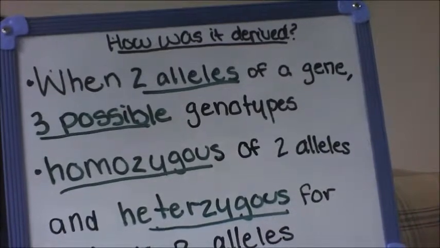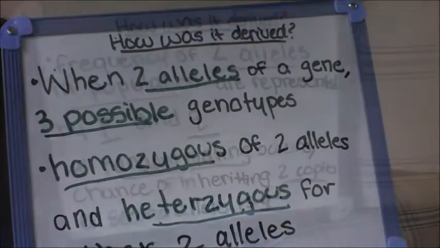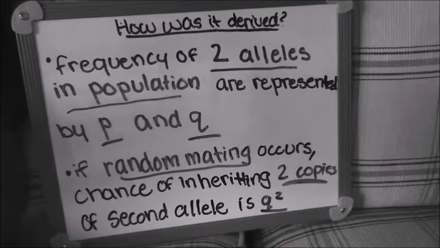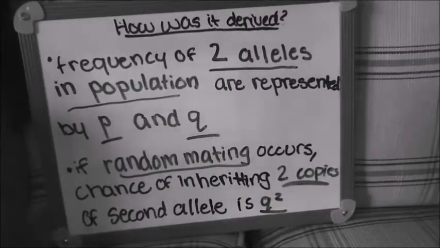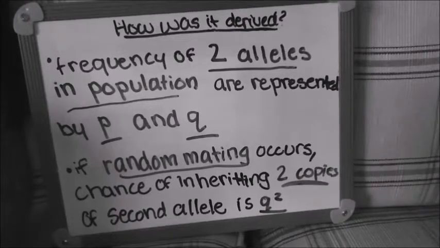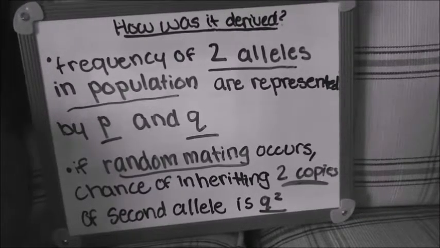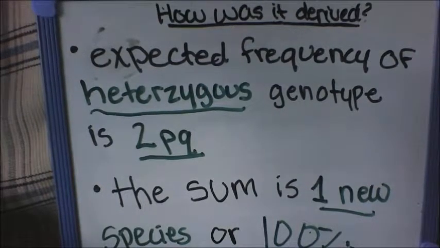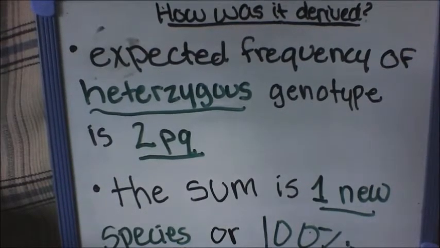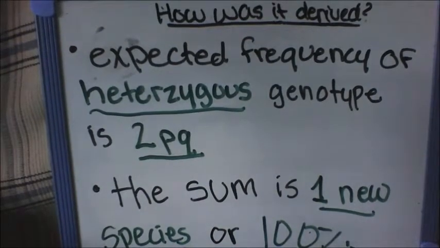Homozygous for each of the two alleles and heterozygous for the other two. The frequencies of the two alleles in a population are represented by the letters P and Q. If random mating occurs in the population, then the chance of inheriting two copies of the second allele is Q squared. Therefore, the expected frequency of the heterozygous genotype will be 2 times P times Q. Then the sum of all the frequencies is going to be 1, or 100%, depending on if it's a genotype or a phenotype.